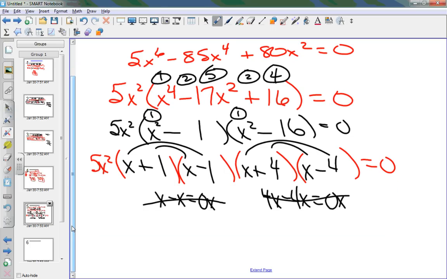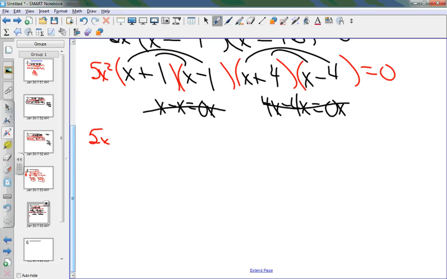Okay, so now what? Set every single thing equal to 0. So I have 5x squared is equal to 0, x plus 1 is equal to 0, x minus 1 is equal to 0, x minus 4 is equal to 0, and x plus 4 is equal to 0. Sorry. You're going to have x equals negative 1.